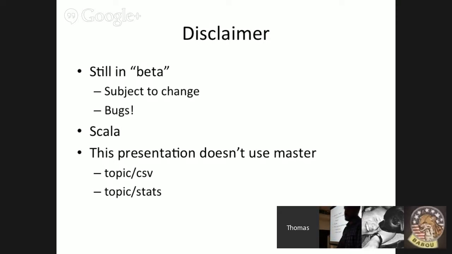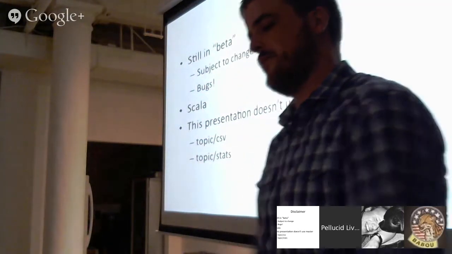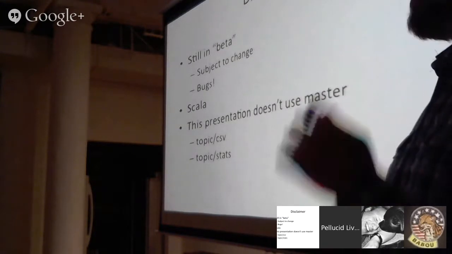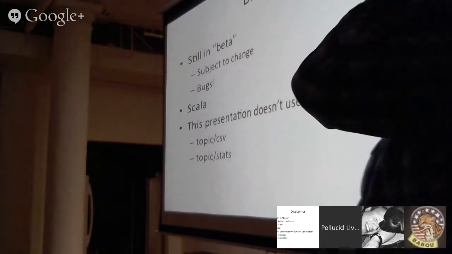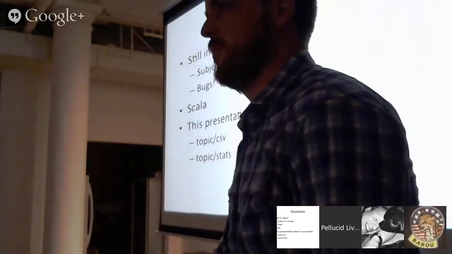My disclaimer is that Framian itself is still in beta. There are still a lot of changes as we use it and see what we need from it, so there are obviously a lot of bugs as well. Of course, it's in Scala. And the other thing is there are a couple of branches that I use in this that aren't currently merged into master. One of them is CSV, which just redoes our CSV support. It's a lot nicer now, but just not in master yet. Same thing with a little bit of stats.